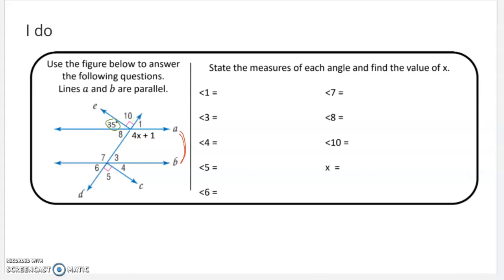So angle 10, I'm going to start there. That's an easy one. It's marked for me. I'm told that angle 10 is a 90-degree angle, so that was easy. I'm also told that angle 5 is a 90-degree angle. So I can go ahead and write that in too.